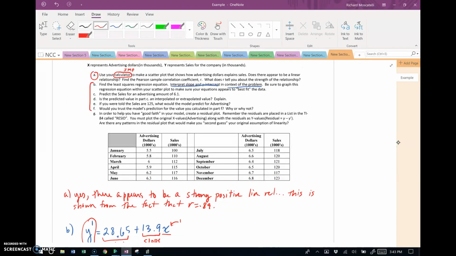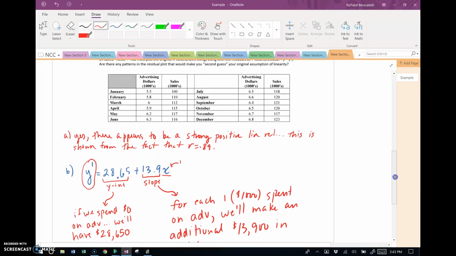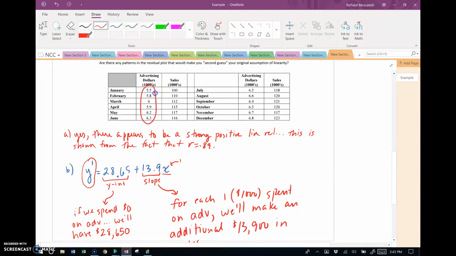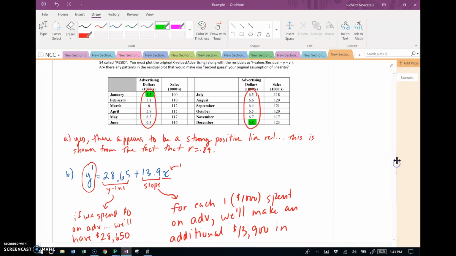Letter D. Is the predicted value in part C interpolated or extrapolated? All right, so remember the deal with interpolation and extrapolation. You got to look at the given x values here. The smallest x value looks to me like that 5.5 right there, and the largest x value is this 6.8. So the given range of x's runs from 5.5 to 6.8. We are predicting a value of 6.1. Notice 6.1 lies within that boundary from 5.5 to 6.8. And doing so, remember that's called interpolated. The prefix inter meaning within.